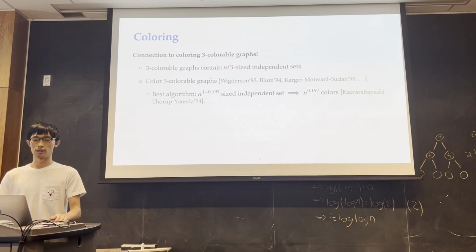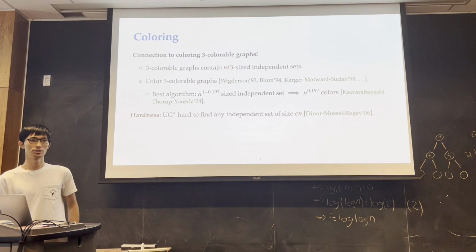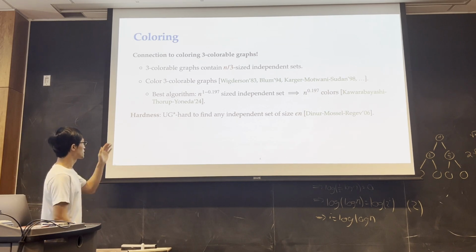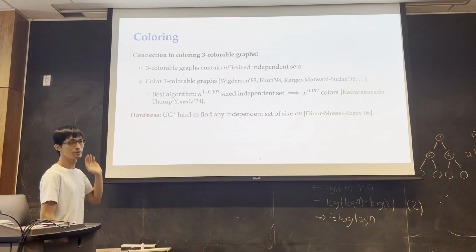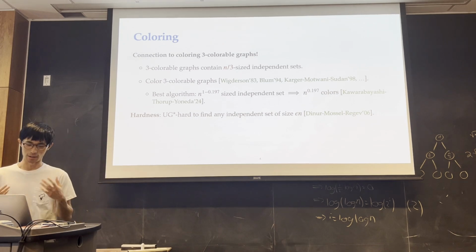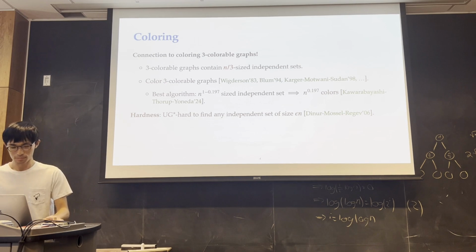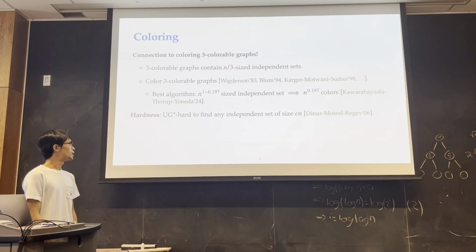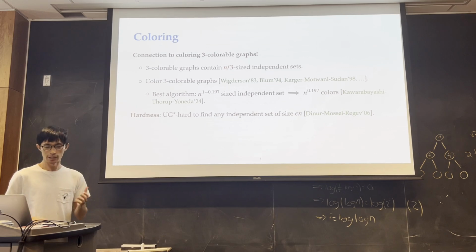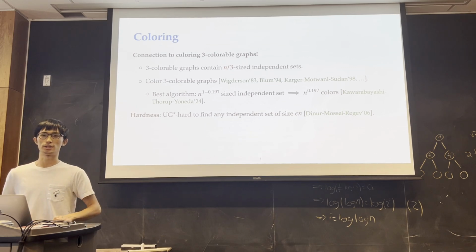Okay, but what about hardness? We also have quite strong hardness results here. Assuming the unique games conjecture, but here we need a variant of the unique games conjecture that has perfect completeness. It's not too important. It's hard to find, again, any epsilon n size independent set.